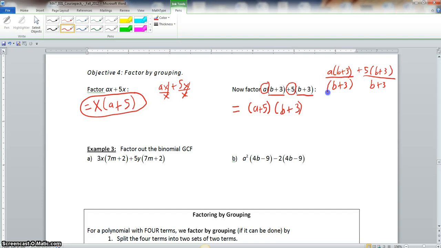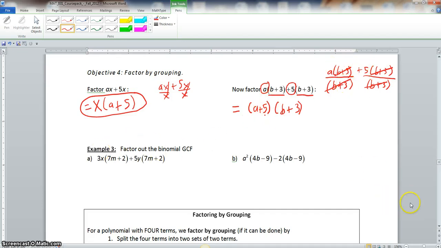Now, and I'll put them in parentheses again. These b plus 3s simplify out, which left us an a, which we have here. These b plus 3s simplify out, and that leaves us a 5, which we have here, and we put in parentheses. See, this still works.